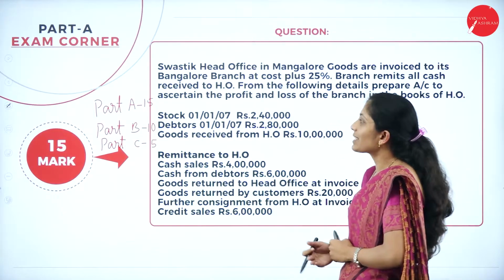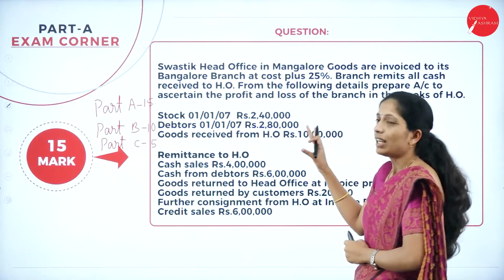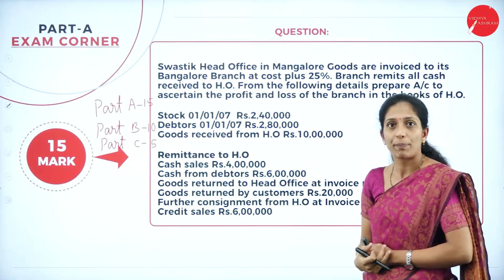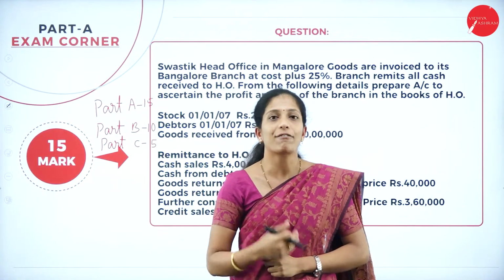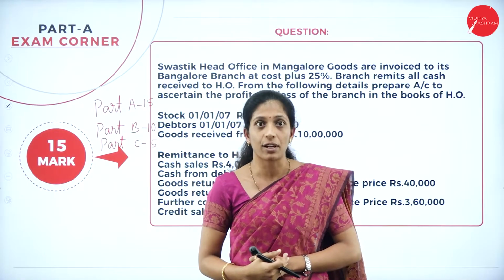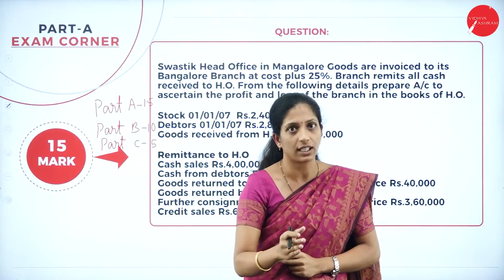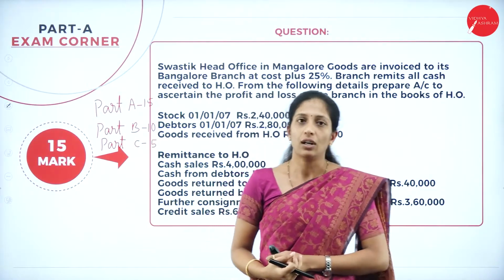Now this is a 15 marks question on branch accounts. Here we have to prepare branch account and, at the same time, in the working note we have to prepare total debtors account. Suppose they have not given closing petty cash or closing furniture. In such cases we have to calculate it by using the working note.